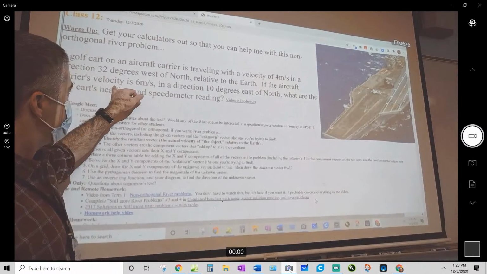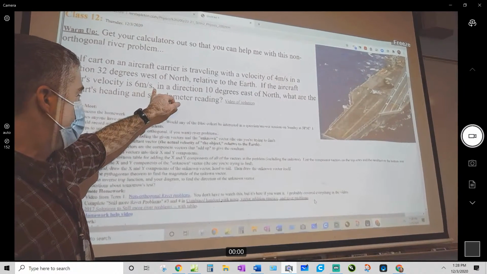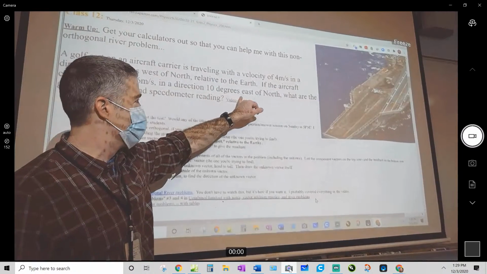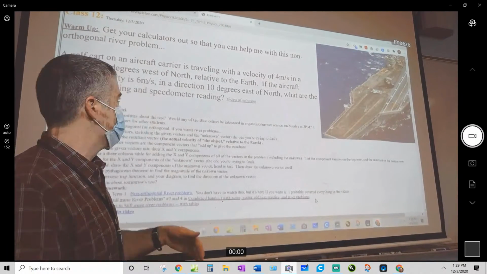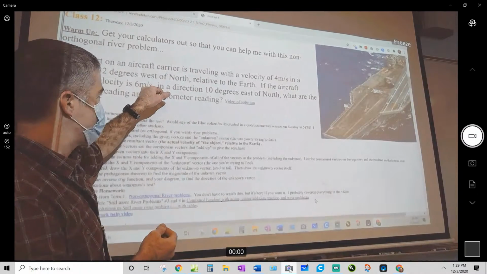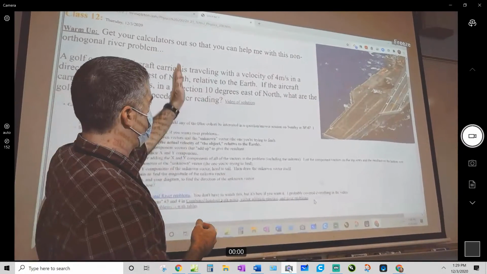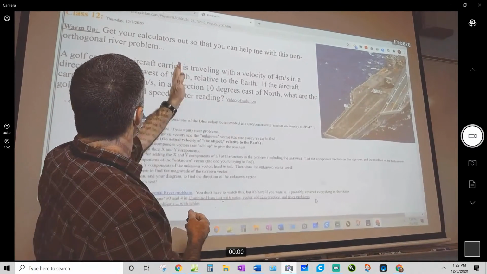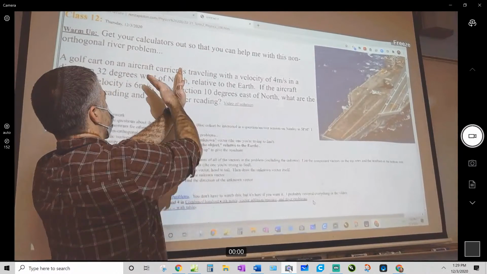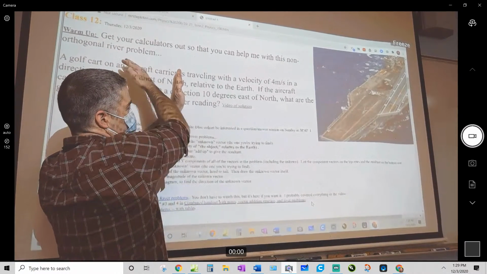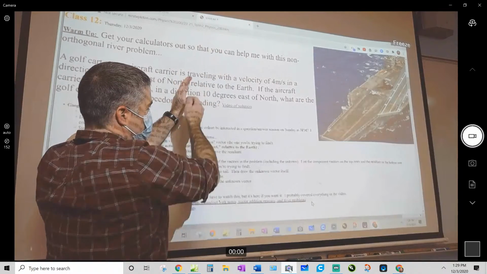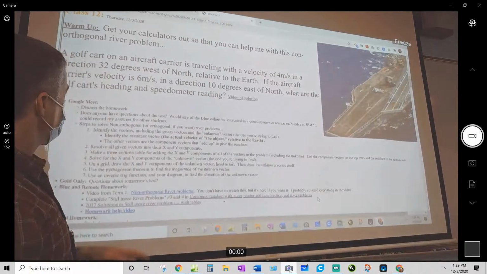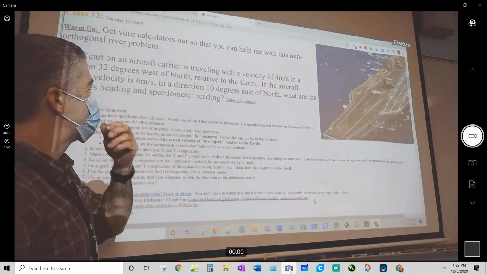If the aircraft carrier's velocity is 6 meters per second in a direction 10 degrees east of north, so again, if you were tracking the aircraft carrier, you'd see it going this fast, and instead of west of north, 32 degrees is like this. That's the way the golf cart's moving. 10 degrees east of north, that's the way the aircraft carrier is moving. What are the golf cart's heading and speedometer reading?